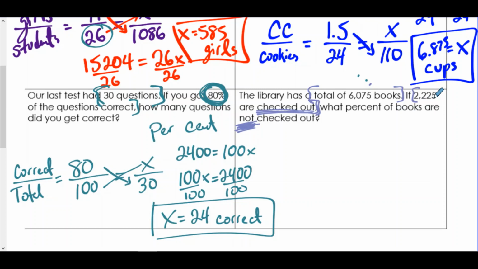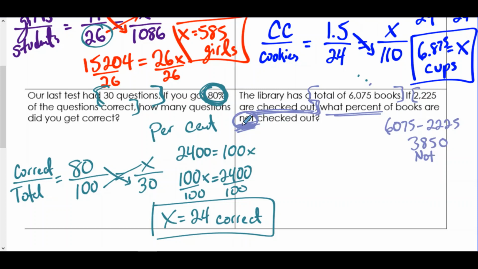Okay, so all of these are taken out of the total. So before I even set up the proportion, I really want to think about the question. What's the question asking? How many are not checked out? So I need to figure out that number first, not a percent yet. Eventually I'll get to what percent of the books, but first I need to figure out actually how many books is that. So I'm going to subtract those two. That's my total. These are the ones that are checked out. Then I have 3,850 left over. Those are the ones that are not checked out.